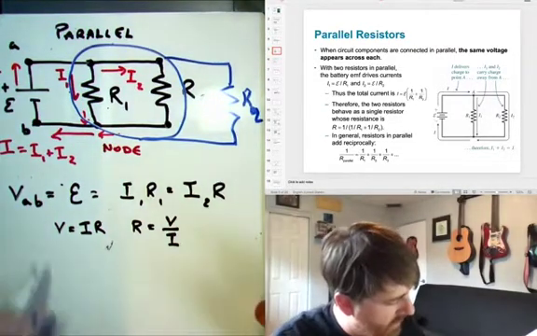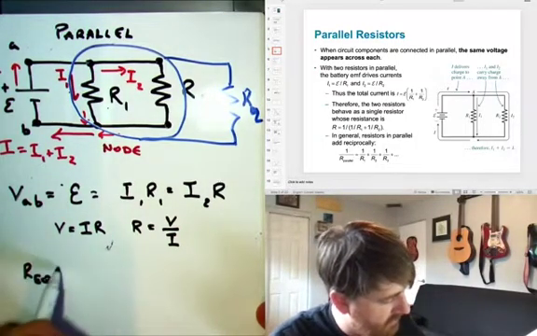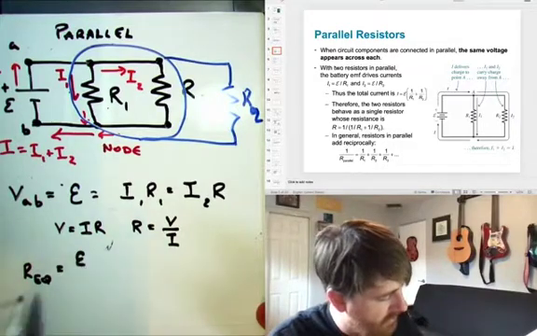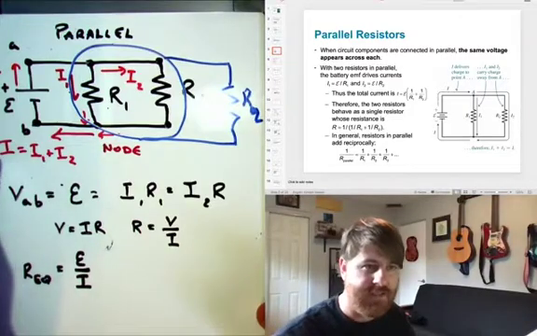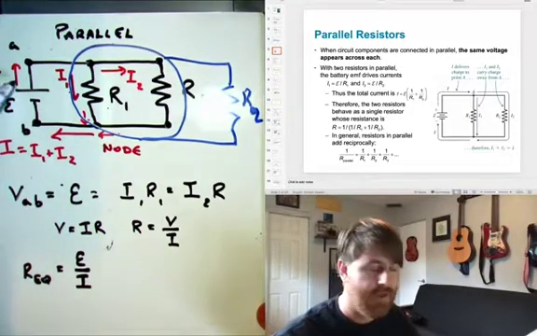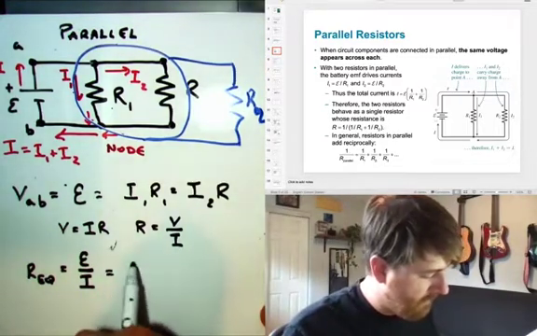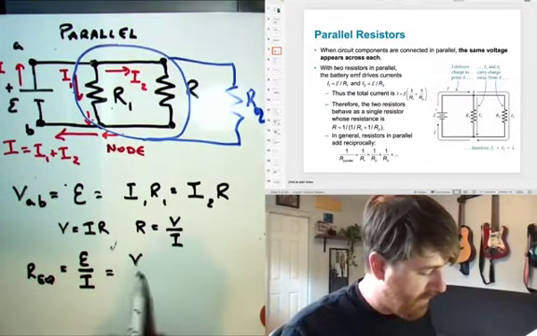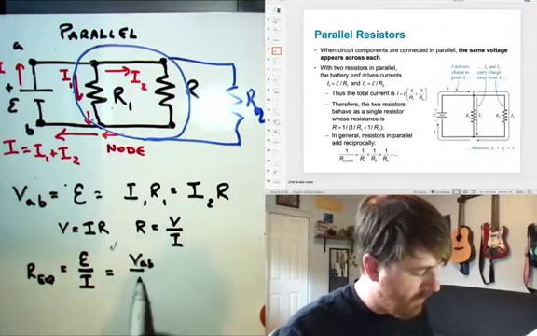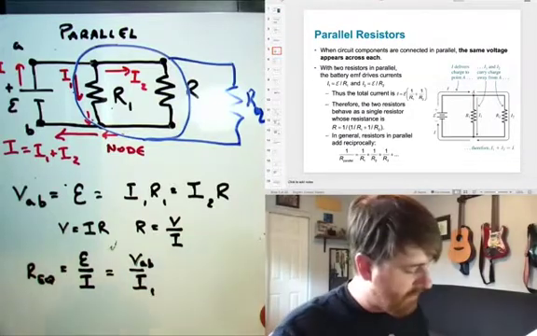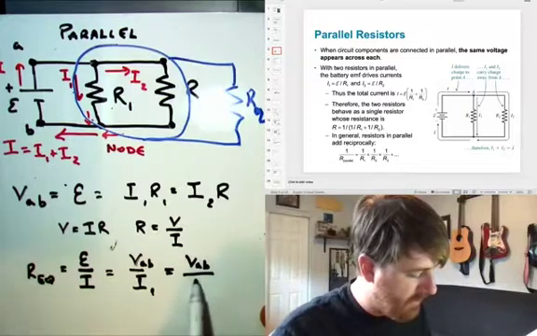Well, I have R equivalent is E over I battery, right? That's this current right here. That's got to be equal to V divided by, it's the same VAB, right? Same one, over I1, and that's got to be equal to VAB divided by I2.